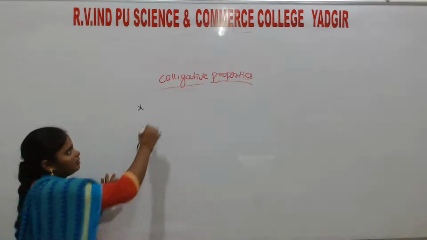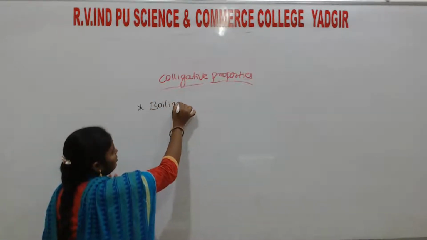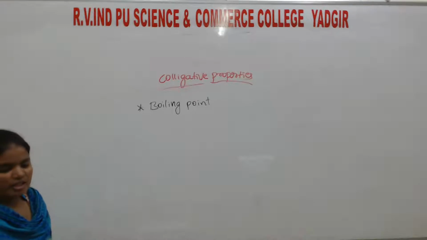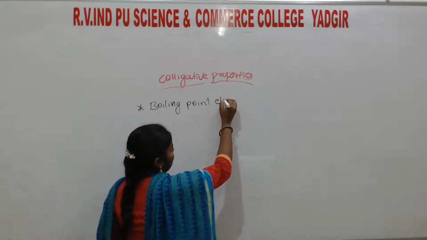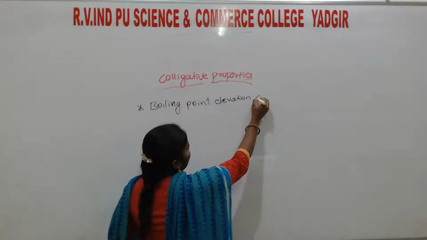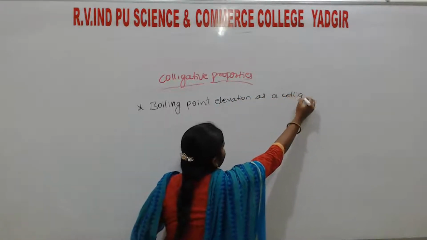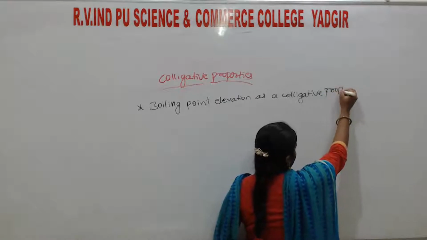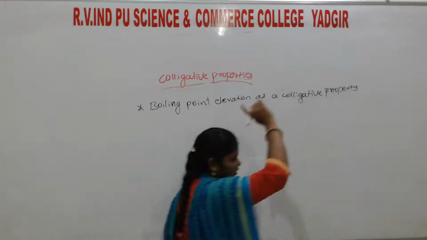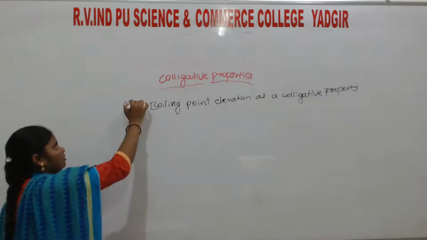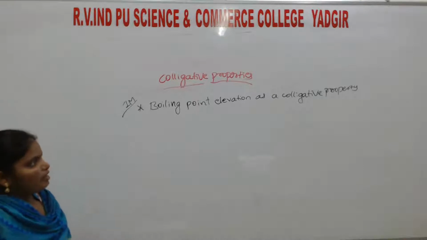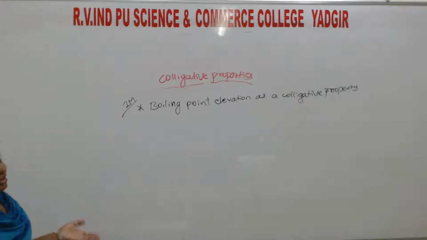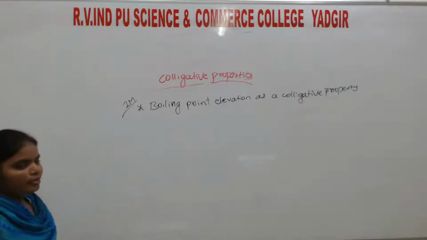Boiling point elevation is a colligative property. This is very important for a 1 mark question. Boiling point elevation as a colligative property: is it a colligative property or not?